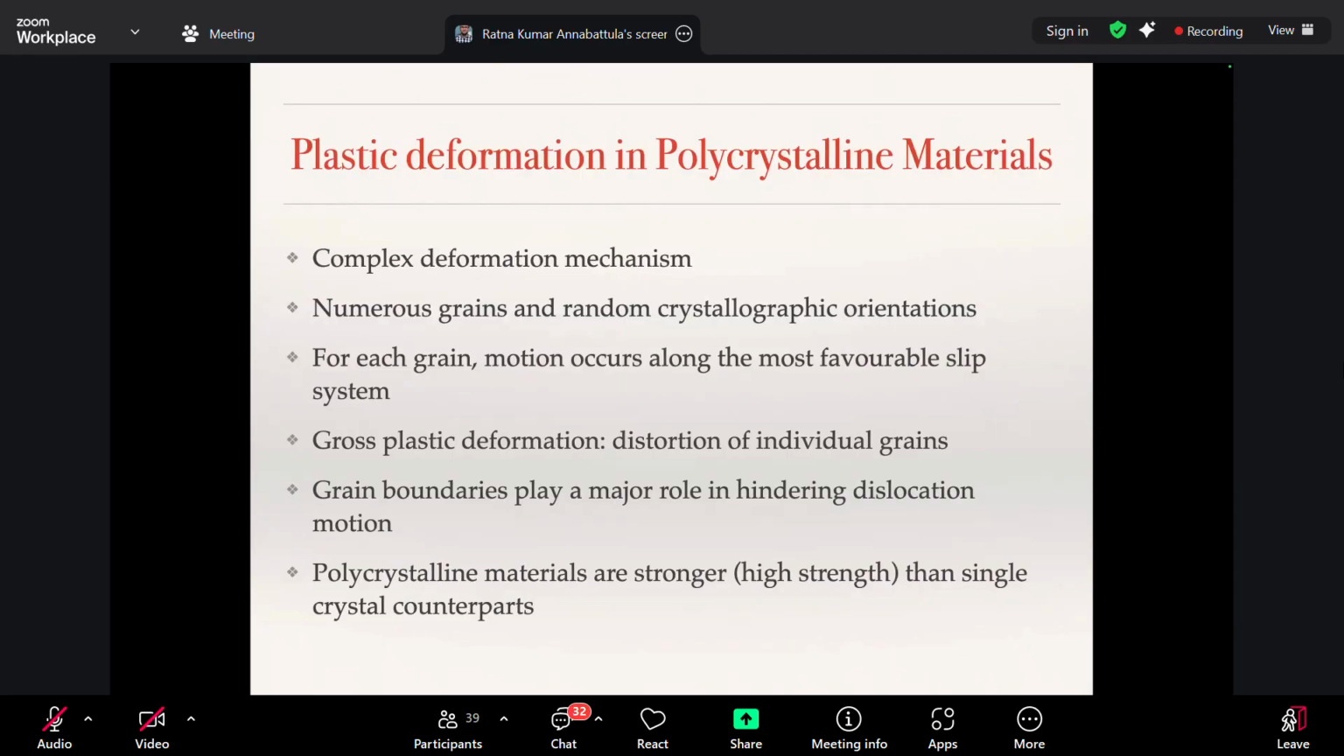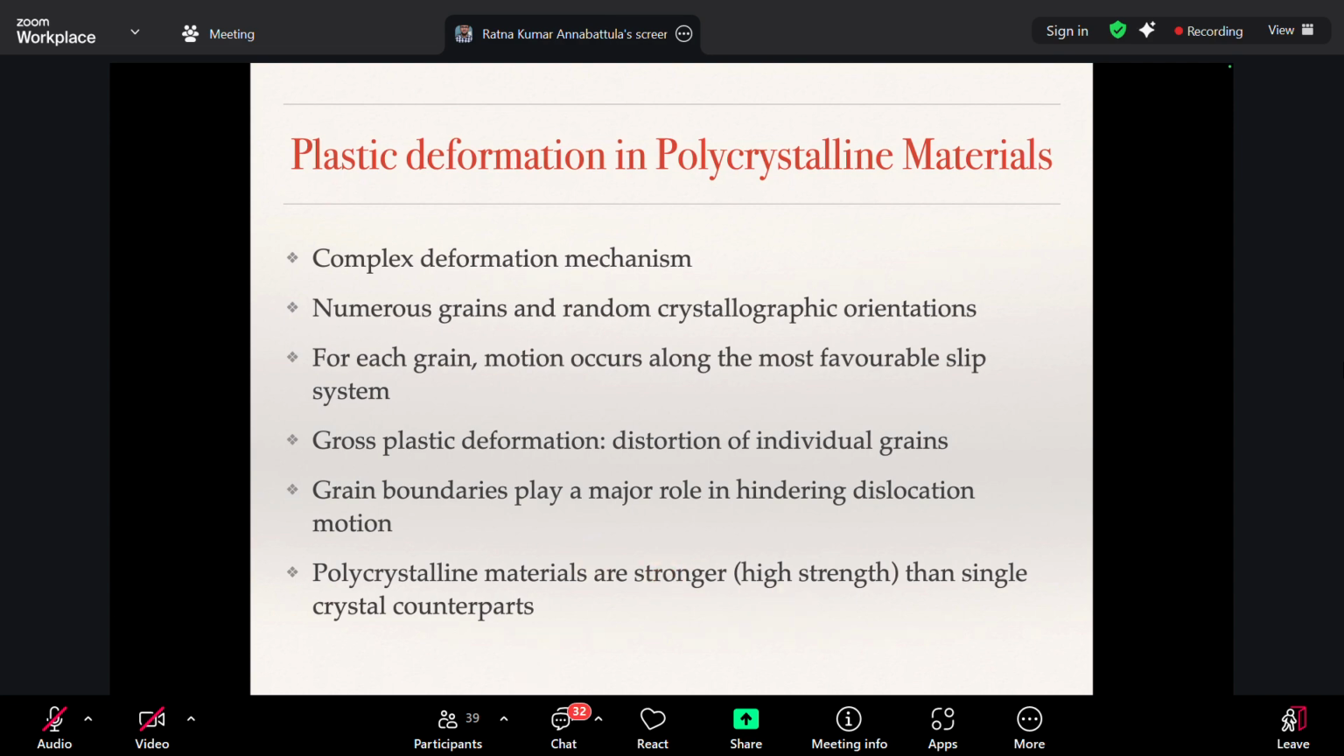So plastic deformation in polycrystalline materials is a complex deformation mechanism. You have numerous grains in the material, and each of these grains is randomly oriented. That means the crystallographic orientations are random. For each grain, motion of the dislocation occurs along the most favorable slip system. And the total or gross plastic deformation is due to the distortion of the individual grains. And in this, grain boundaries play a major role, which will hinder the dislocation motion. Because there are more grains, you would see that polycrystalline materials are usually stronger than their single crystal counterparts.